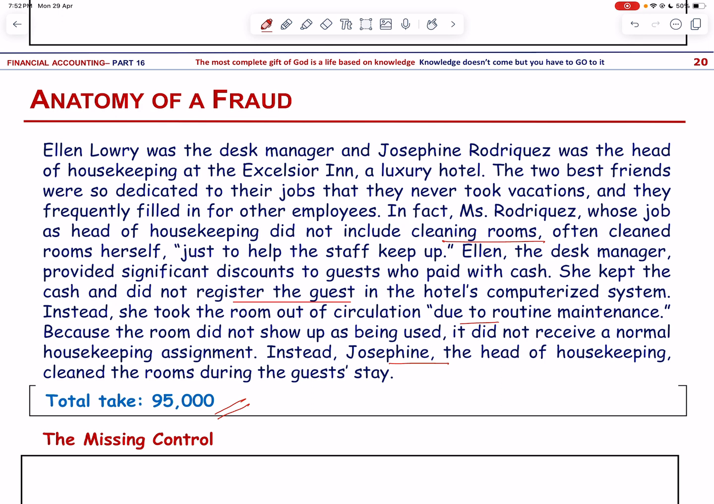And the missing control here is human resource controls. If the Excelsior Inn had done a thorough background check, they would have found out about Ellen's past fraud accusation and probably wouldn't have hired her. The fraud at the hotel was only discovered when Ellen was absent from work due to illness. Having a system of mandatory vacations and rotating days off could have helped catch the fraud earlier.